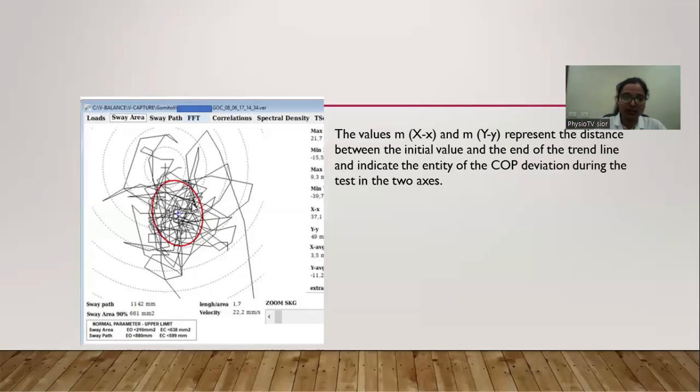Any minimal detectable shift of the center of mass is recorded by the equipment. So any change is recorded over here. There are different parameters which this device is going to record. There are values of XX, if you could see, and YY. XX being the lateral displacement of the person, while YY is the antero-posterior displacement of the person.